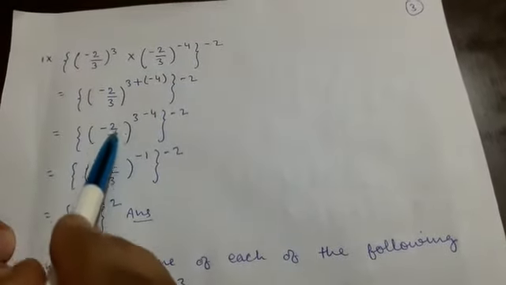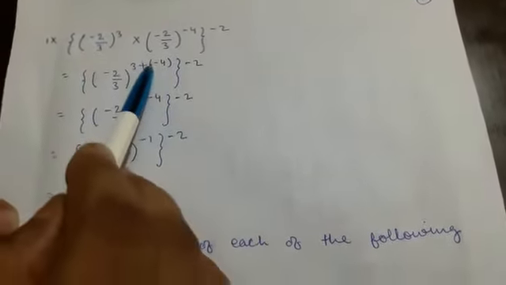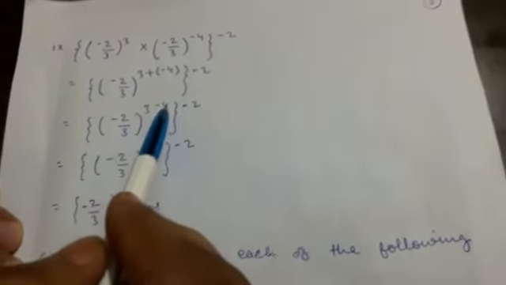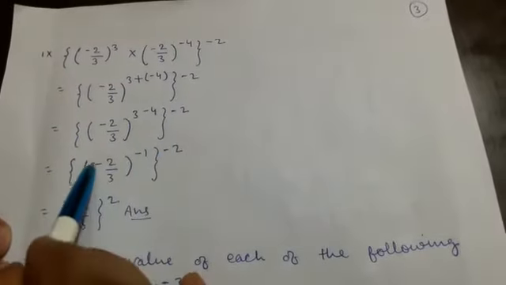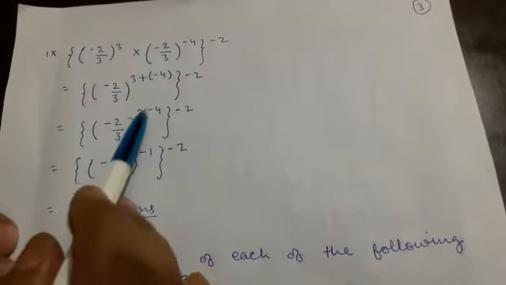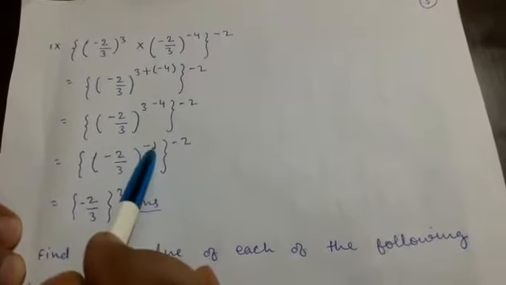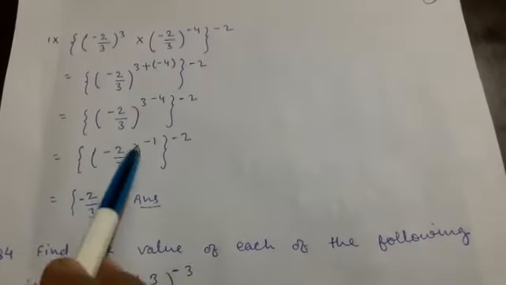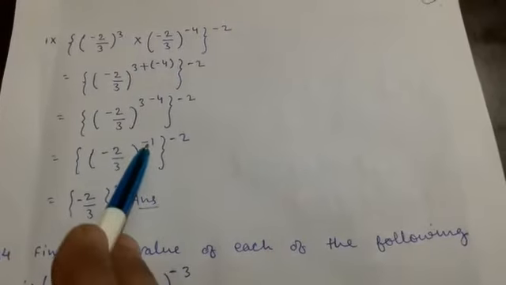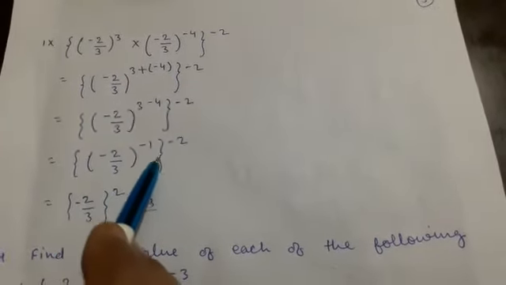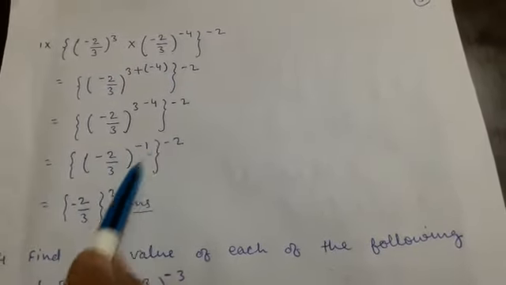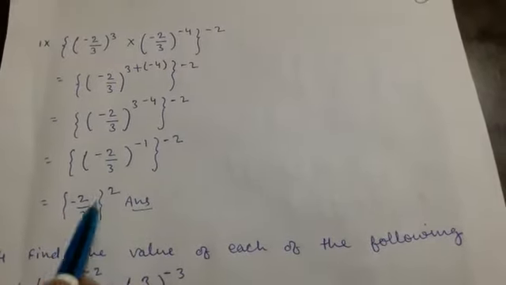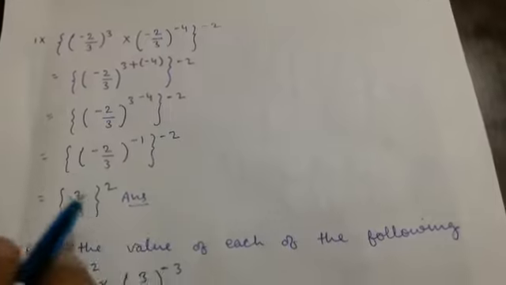So minus 2 by 3, when we open this bracket, plus into minus is minus, 4 power 3 minus 4, whole power minus 2. So minus 2 by 3, 3 minus 4, that is equal to minus 1, whole power minus 2. So here the powers are minus 1 and minus 2. Let us multiply their powers. Minus into minus is plus, 2 ones are 2. So minus 2 by 3 power 2. This will be our answer.